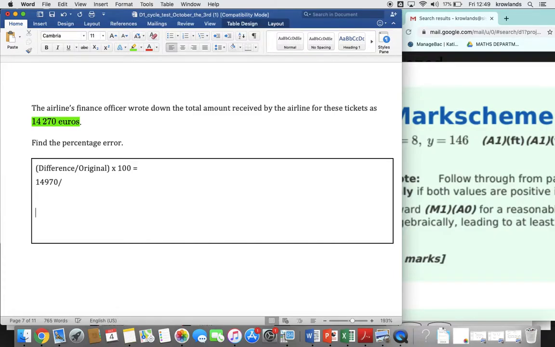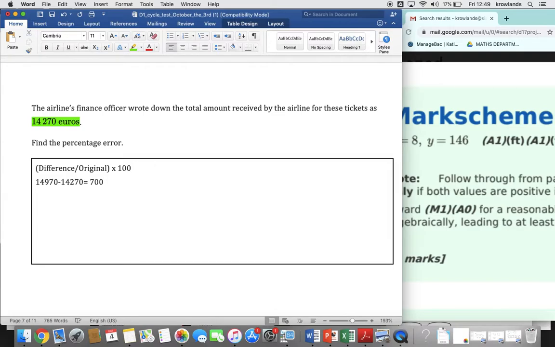Going to divide it by the original in a moment, but first, before that, I need to minus the new value given. You would subtract this in the order to give a positive number, and you can see the difference between this is 700. So now I can actually work out what the equation is.